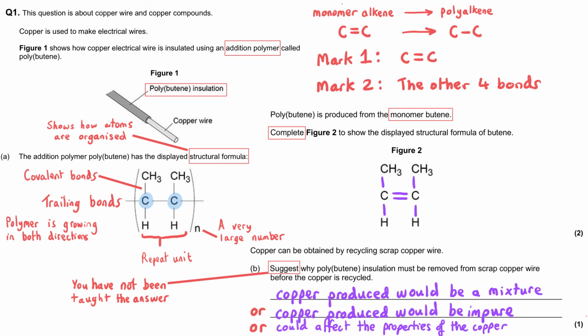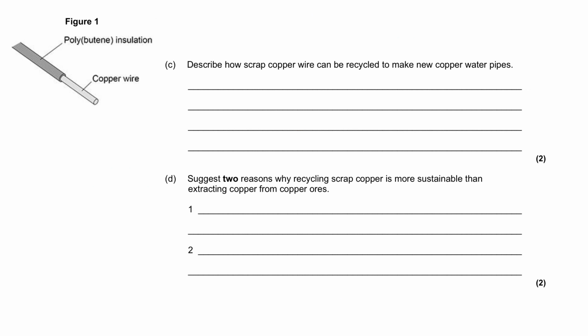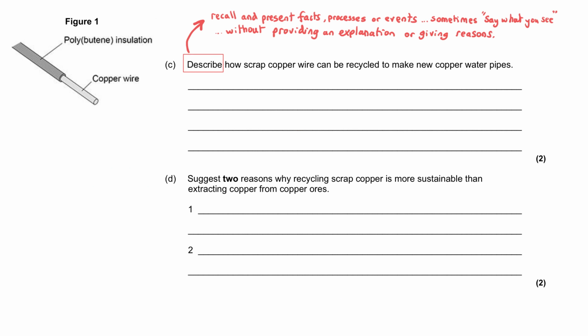Other things you could say are problems that might occur during the recycling process, which is that the polymer might be flammable and therefore it might burn during the process, and this could in fact produce toxic fumes. And in fact, we don't even know if polybutene is a type of polymer that is recyclable. We haven't been given that information in the question because not all plastics will melt at all. Thermosetting plastics will not.